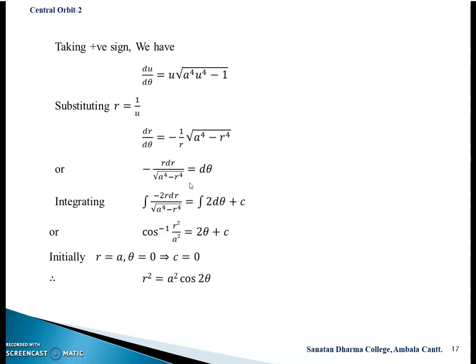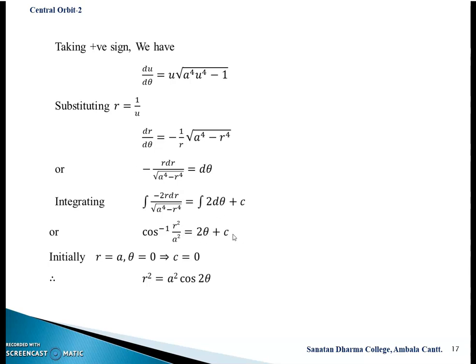Again we will integrate a second time. Integrating this one, we have cos inverse r square over a square. If you are not able to write this integration directly, then put r square equal to t. Using r square equal to t, you can easily integrate this. Cos inverse r square over a square, and the right hand side is 2 theta plus a constant.